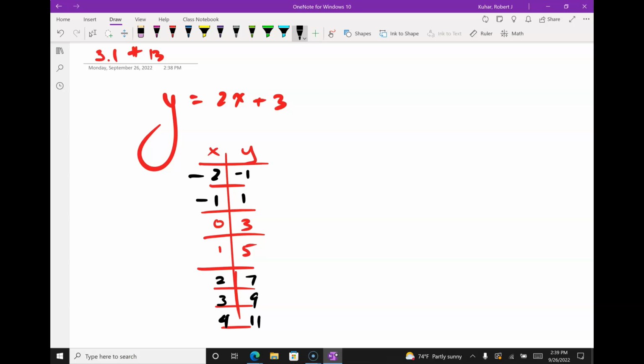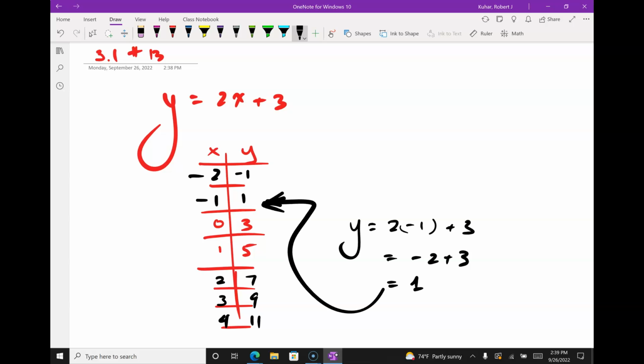So for example, y equals 2 times negative 1 plus 3 is what? Negative 2 plus 3 is 1, right? And you see that entry on my table. So I could check any entry on my table with that.